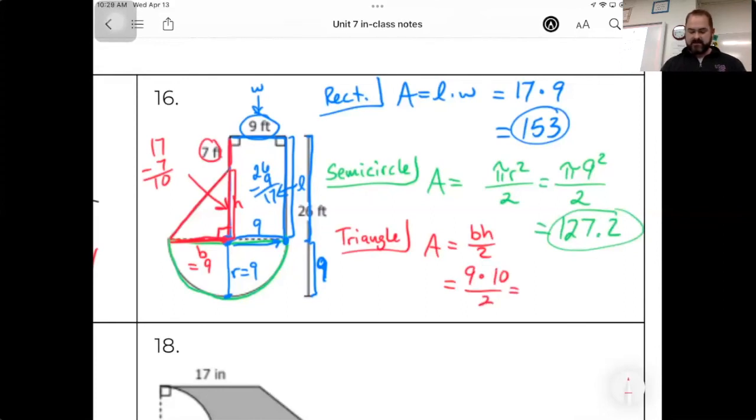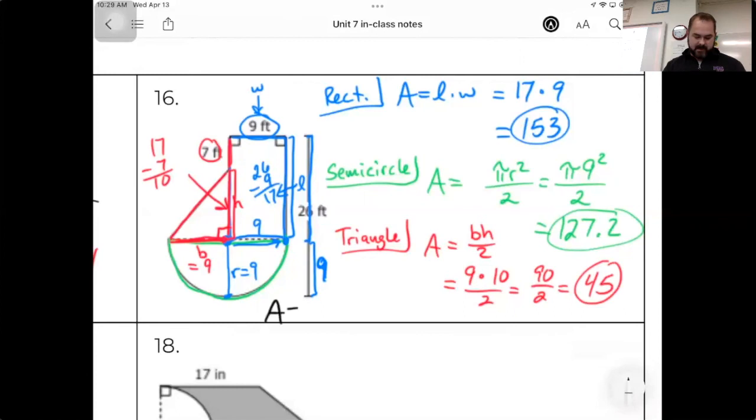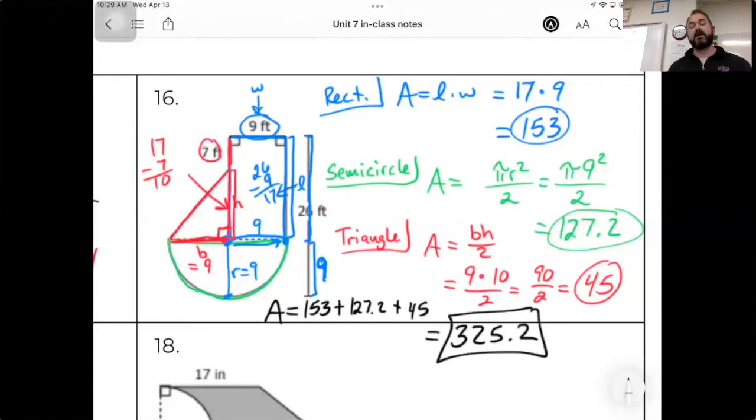If I do 9 times 10, that's 90. Divide that by 2, and that's 45. So the area of that triangle is 45. So I'm going to add those 3 pieces together to find my total area. I'm going to do 153 plus 127.2 plus 45. And I get a total answer of 325.2 for that composite area.